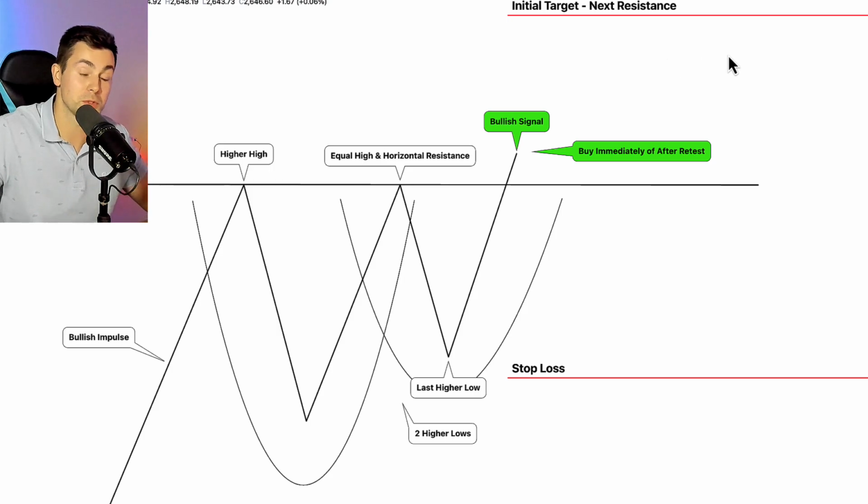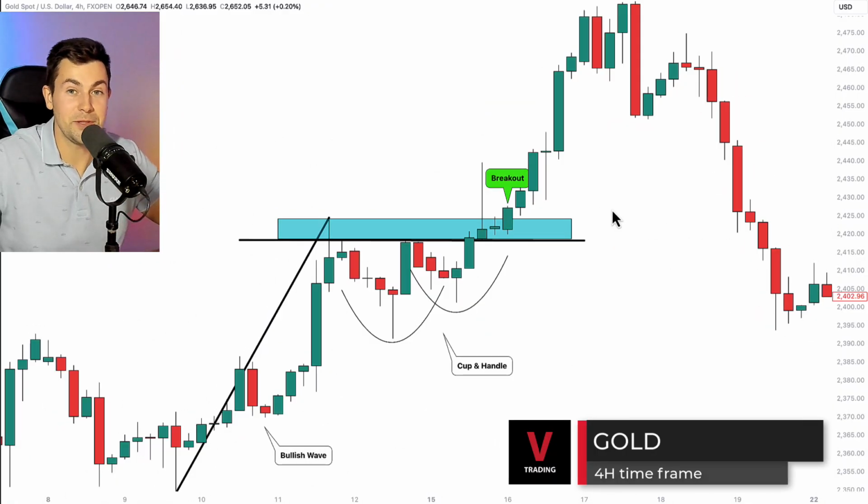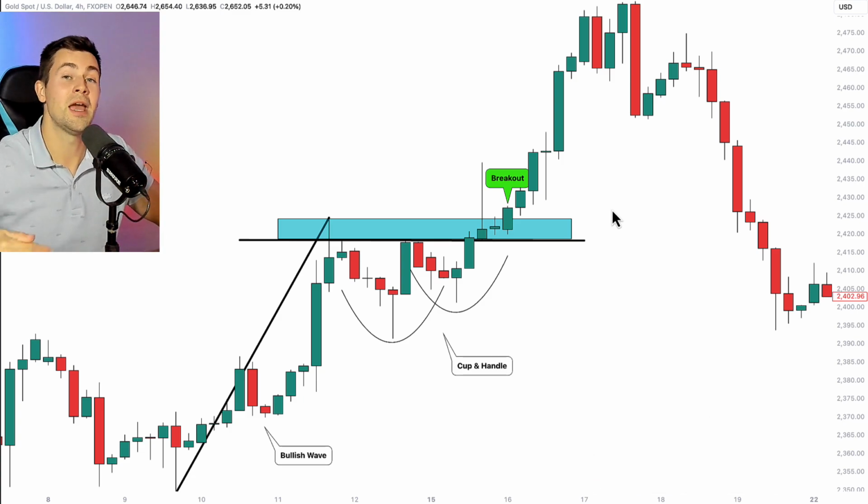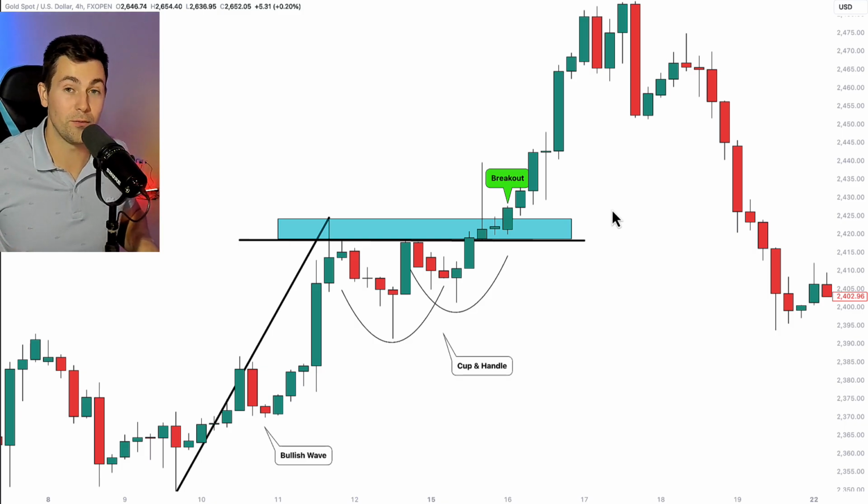We anticipate a bullish movement to the next psychological resistance, and stop loss is lying at least below the last higher low. That's a very cute cup and handle pattern that was formed on gold on the 4-hour time frame, and after the violation of its neckline, a strong bullish movement initiated.